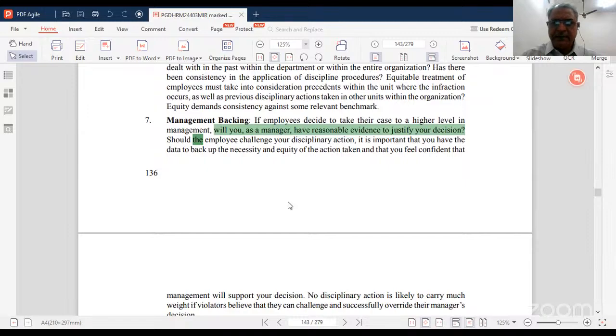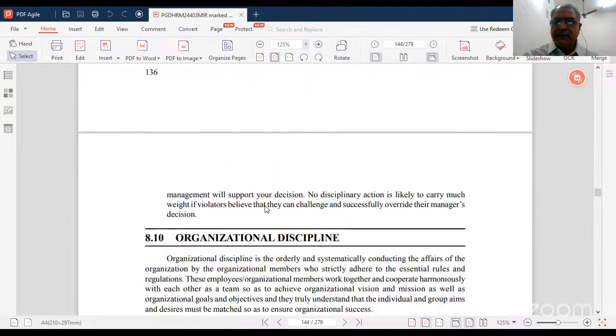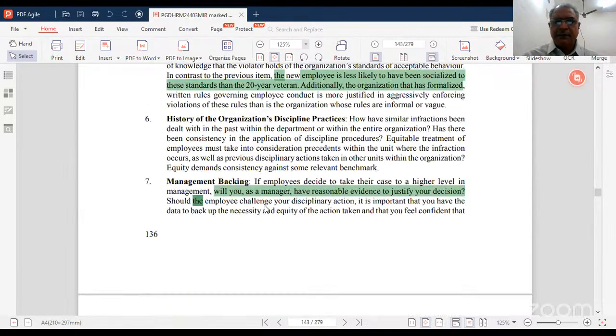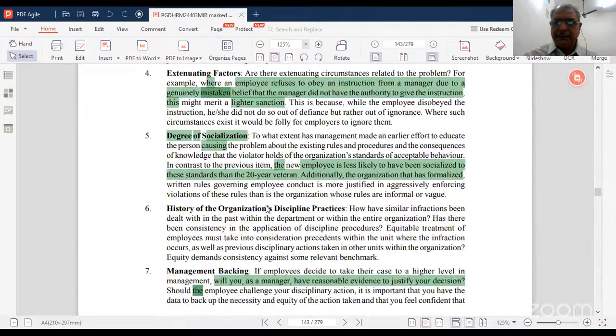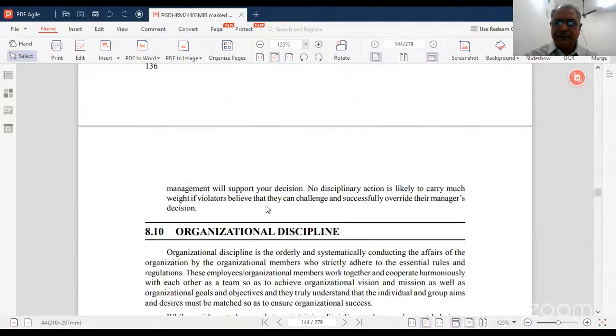They will take the matter to the higher level authority. So if a manager wants to punish a lower level employee, the aggrieved employee will go to the deputy manager or general manager level. In such a case, the manager's action must be justifiable. Do you have proper evidence for the indiscipline? That is also to be studied. These are the various important elements to be understood in case of employee discipline and the actions to be taken.